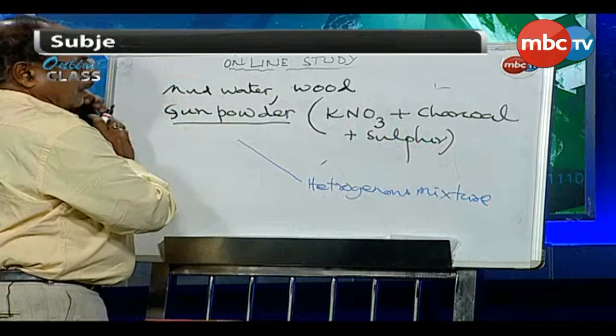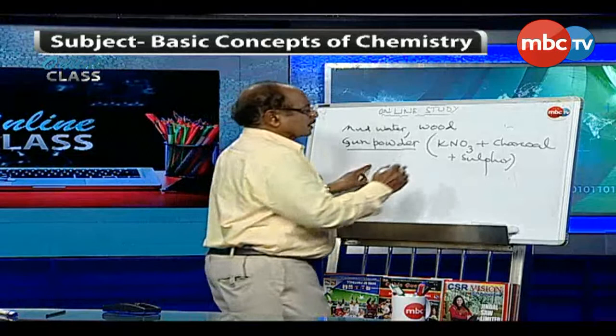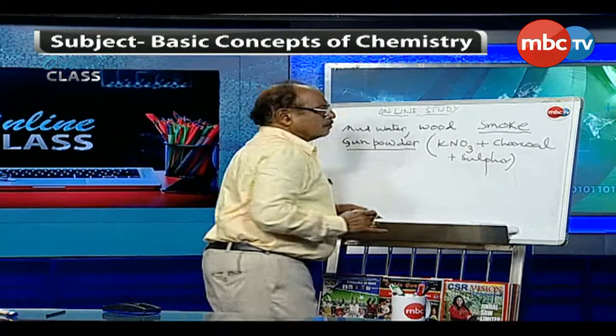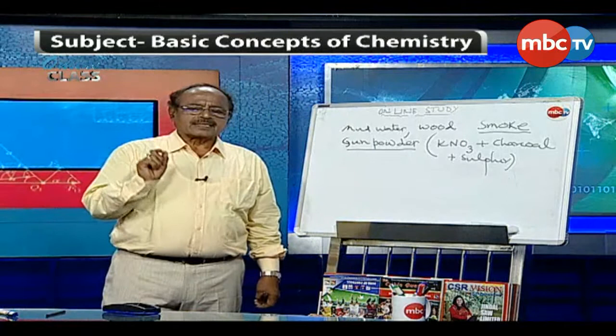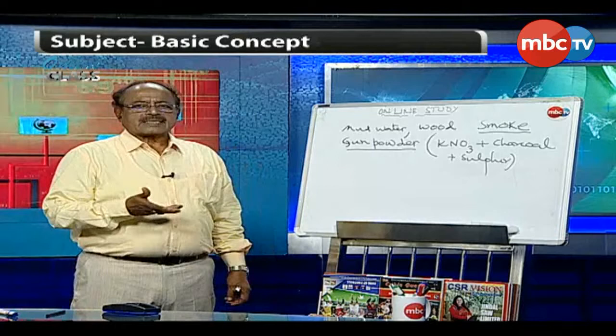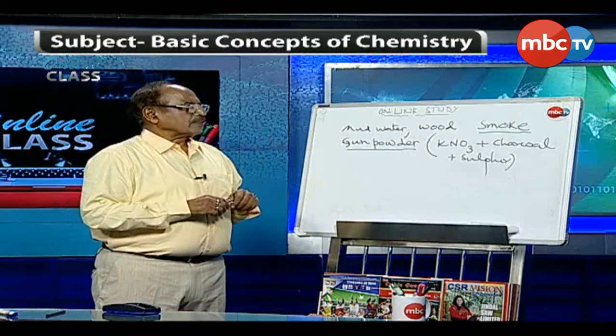So it can be a liquid, it can be a gas, it can be a solid. If you come to gas, smoke is a heterogeneous mixture. Suppose we are going on a bike, when you start it, you get smoke. We have the carbon particles, carbon monoxide gas and carbon dioxide gas coming out, and because of the distribution of these carbon particles we find the black color, and that is smoke, a heterogeneous mixture.